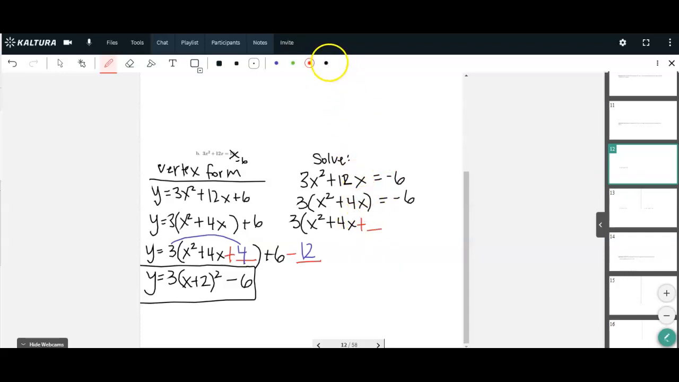And then I'm going to have equals -6. And again, it's going to be plus blank. I want to make sure everybody understands why we're adding here. So -6 and then plus blank.